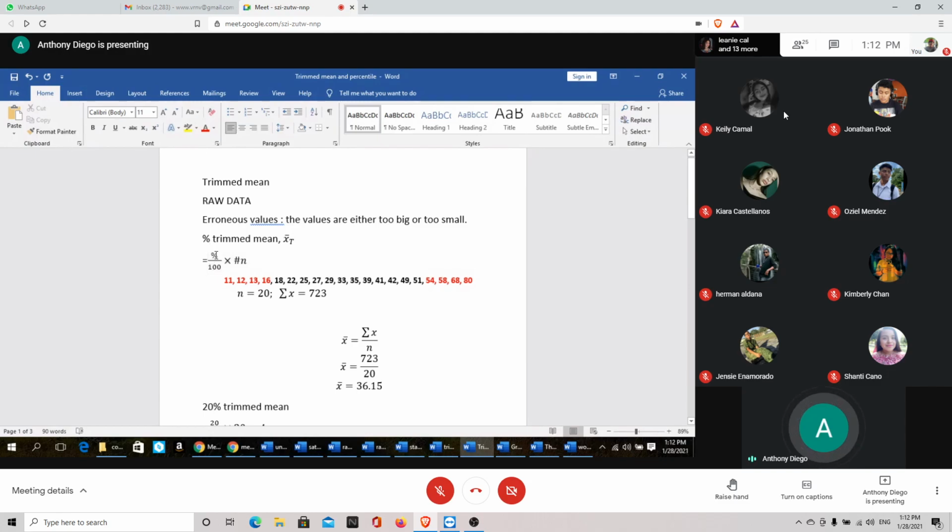So whatever percentage you have, or that they're asking you for, will be placed over 100 times the number of observations. In this case, there are 20 observations. So we're asking to find a 20% trim mean. But before we do that, we find the actual mean, the ratio, which would have been 723 divided by 20.